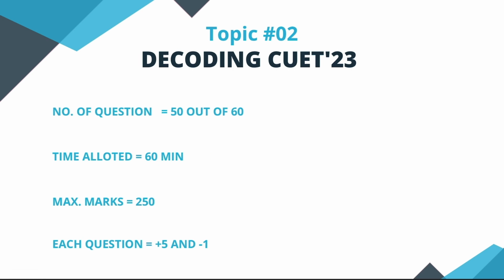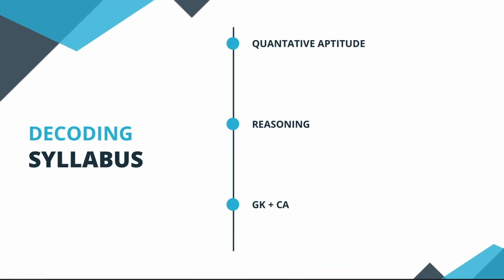Now talking about CUET 2023, the pattern has changed. Now we have to do only 50 questions out of 60. Earlier we had to do 60 questions out of 75. So remember this. The time allocated is similar, with no change in time allocation. The maximum marks have reduced as the number of questions we have to attempt has reduced to 50, so maximum marks are 250, and the marks for every correct and wrong answer are the same as earlier, which is +5 and -1.